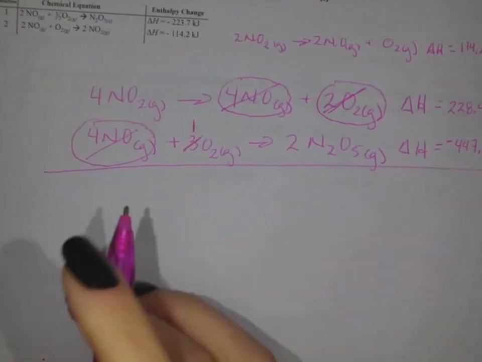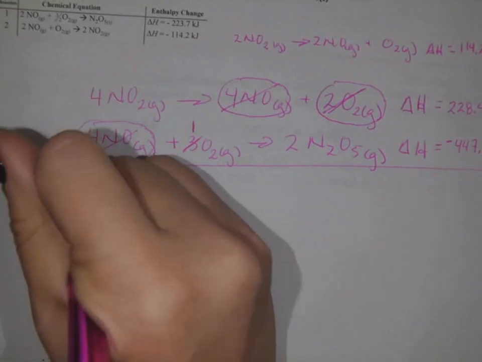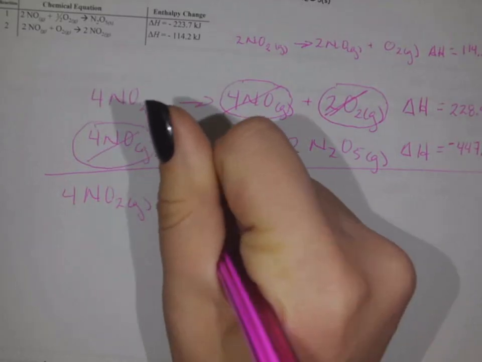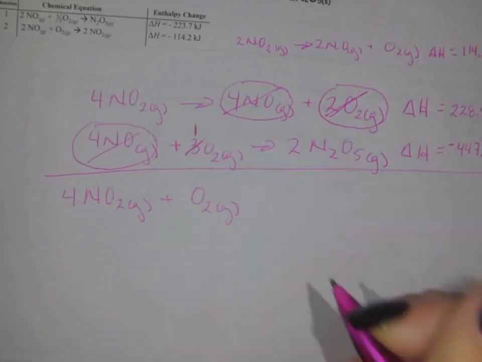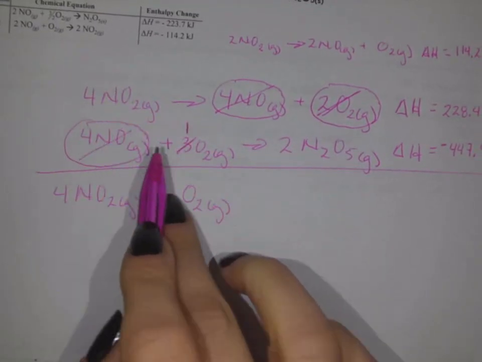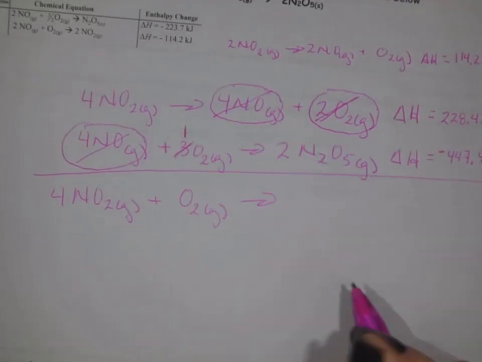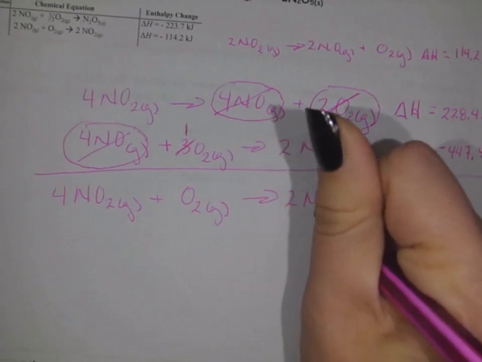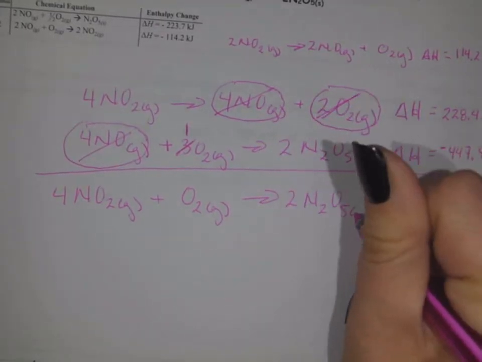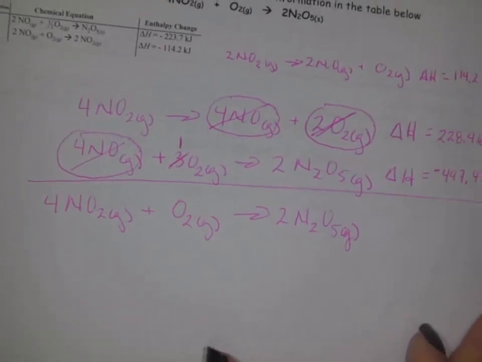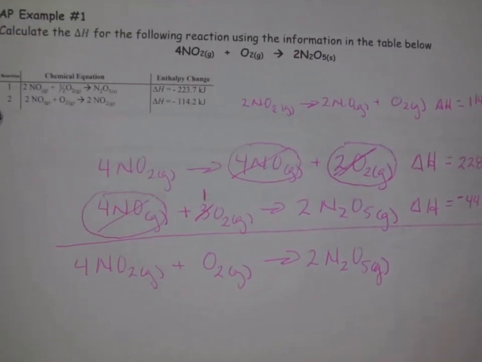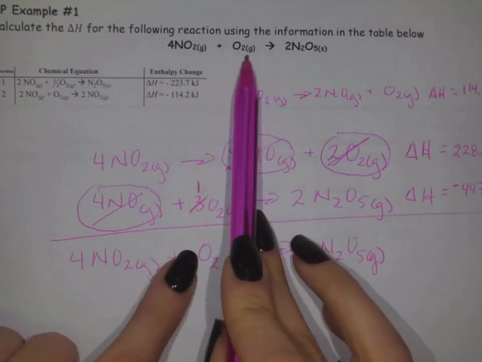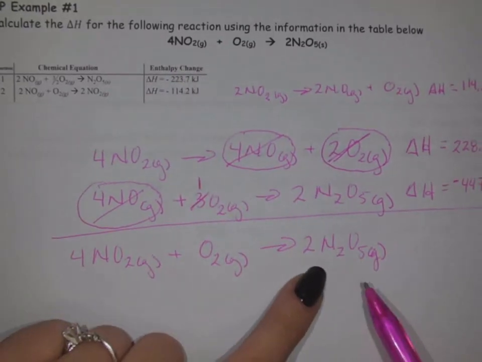And now let's put these all together and see what we have. So it'd be 4 nitrogen dioxide gas plus 1 O2 gas. Okay, so that's everything on my reactant side. Will result in, okay, now we're on to the product side, 2N2O5 gas. Great. Now, checking, yep, that's the reaction we want to end with. 4 nitrogen dioxide, 1 O2, and 2 N2O5.